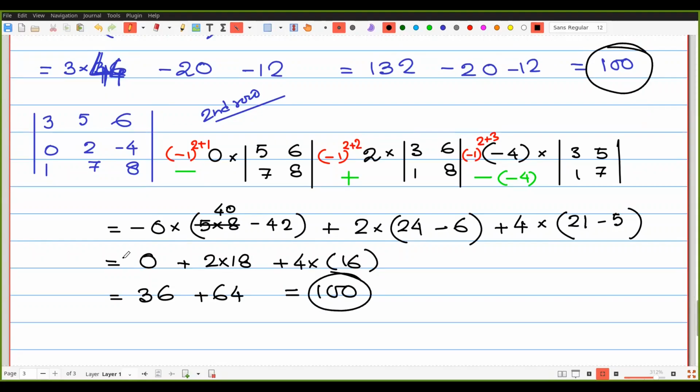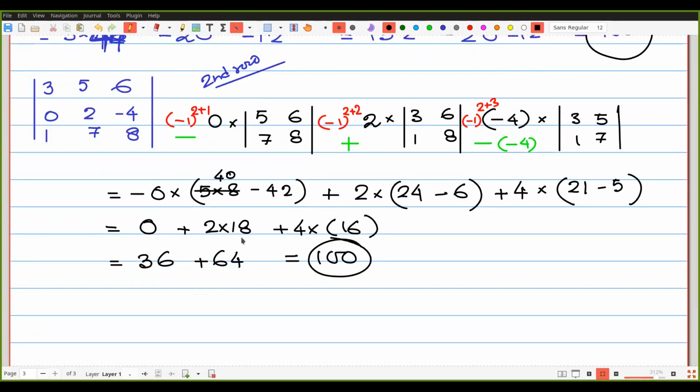Suppose we are using the second column at that moment. We are not using minus plus something. Just remember plus minus plus minus plus minus, like that. Then the next would be minus. So we are using directly here plus 5 into, directly I am calculating 3 into 8 minus 1 into 6, then minus 2.